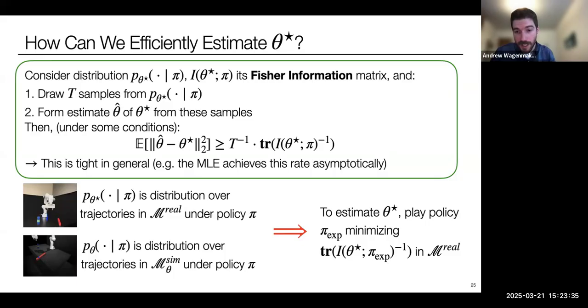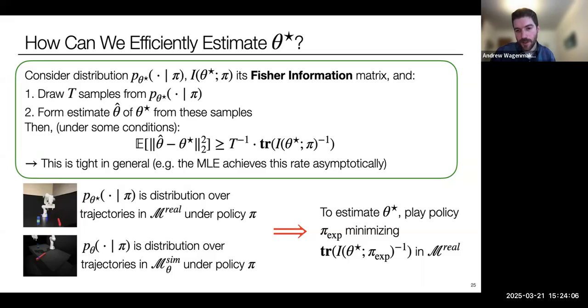So then this really suggests, what do I want to do to estimate theta star? I should play a policy in real, say pi exp, an exploration policy, that minimizes this inverse Fisher information matrix. Now, the challenge here is that the Fisher information matrix differs for different thetas. So for any given theta, any given simulator with distribution p theta, I can calculate its Fisher information matrix and compute an exploration policy minimizing that inverse, or maximizing the Fisher information.